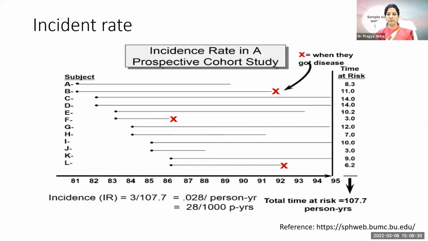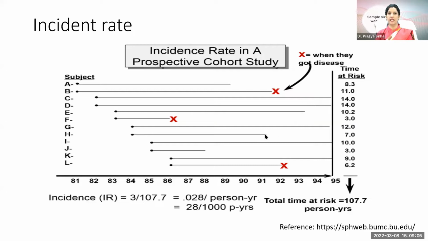And this is the person risk, the time at risk. That means A was followed up till 8.3 years, so the person year is 8.3. B was followed up from the start till end, so it was 14 years. Again, C was also 14 years. D was followed up till 10.2 years. And similarly, you can see F was lost to follow up. This F was the development of an outcome. So the person years were 3, and then 12, 7.